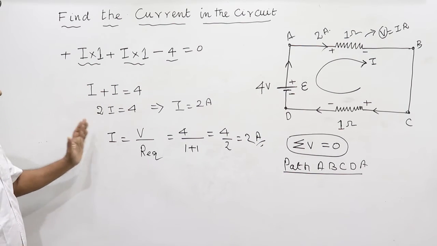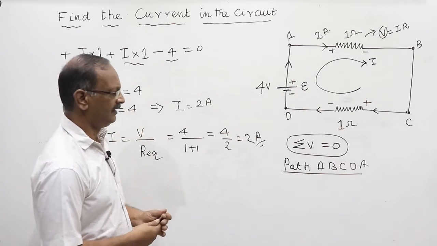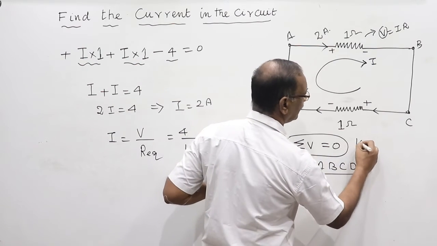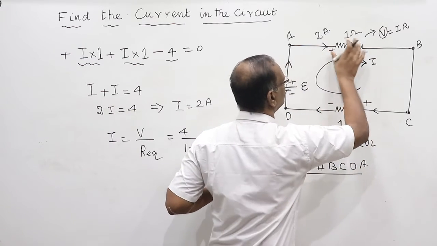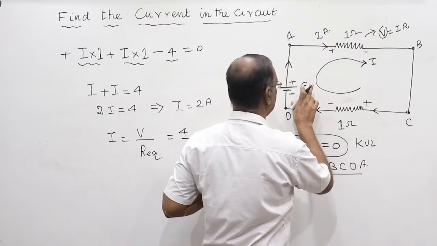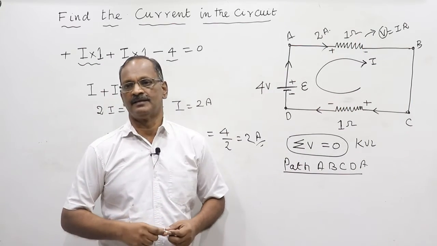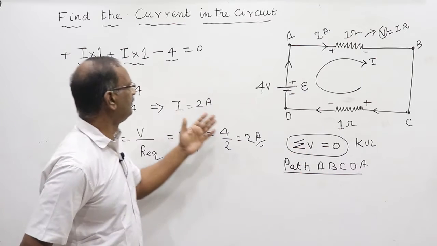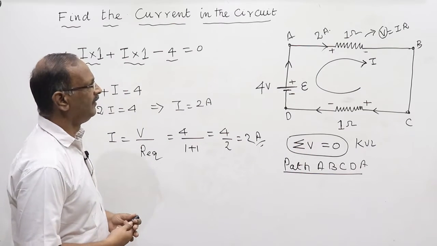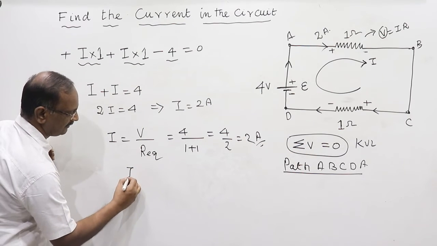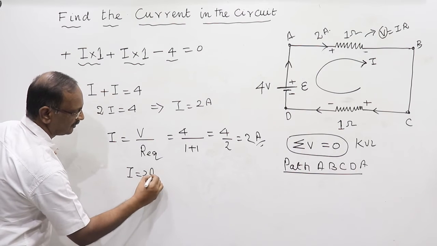There is no harm, but this is to give you practice regarding the KVL. KVL means the algebraic sum of voltage sources in a closed loop is equal to 0. And this is the Kirchhoff voltage law. So we apply it this way also, this way also, and we get the same answer, that I is equal to 2 ampere.